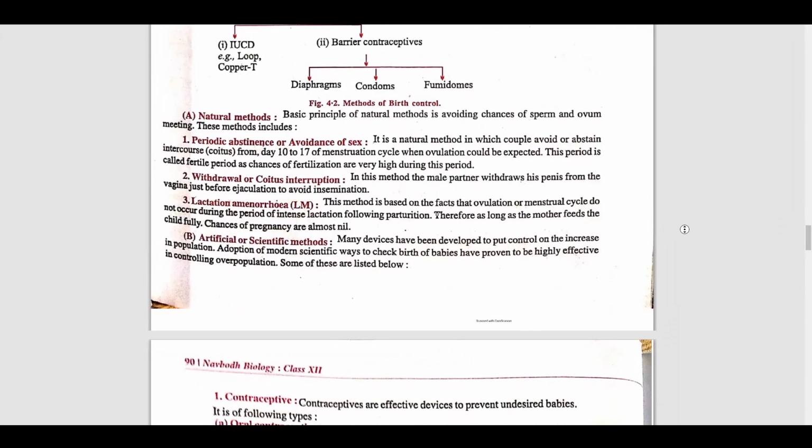First we'll talk about periodic abstinence, also known as fertility awareness, which shows you the awareness during fertility. So we can say natural family planning. This approach entails not having sexual intercourse on the days of the woman's menstrual cycle when she could become pregnant. Second is withdrawal, or coitus interruptus. In this method the male withdraws his penis. It is a sexual intercourse in which the penis is withdrawn before ejaculation.